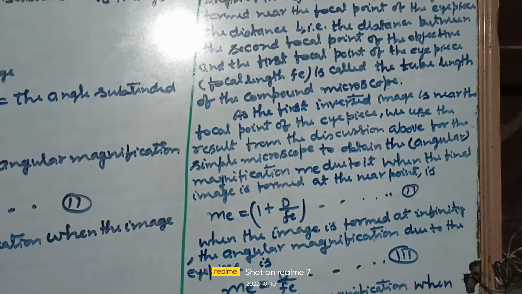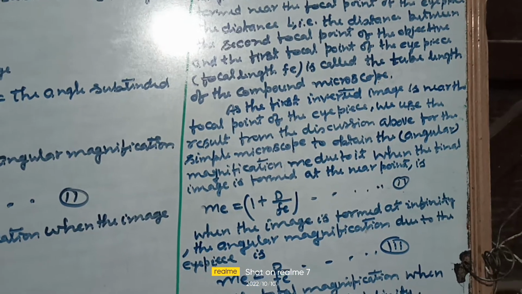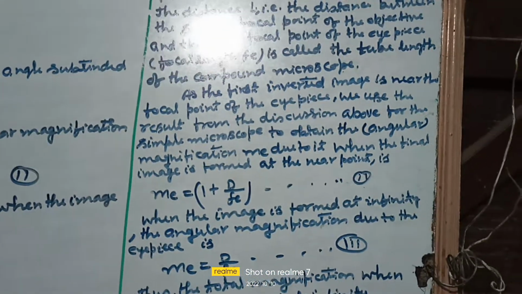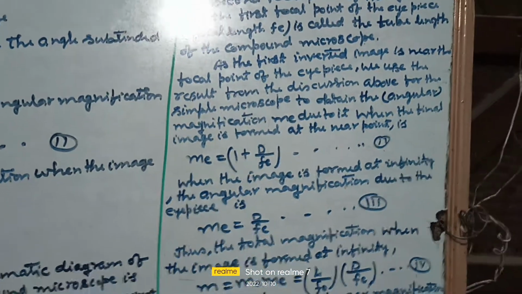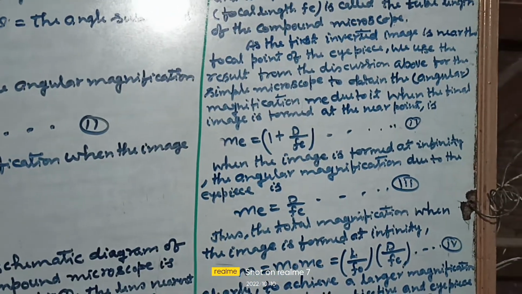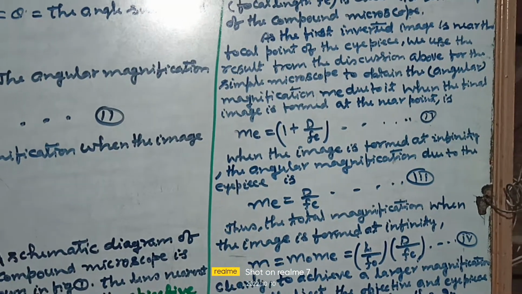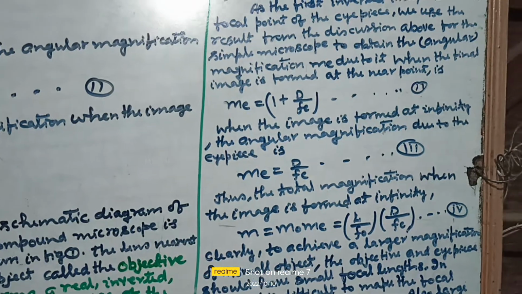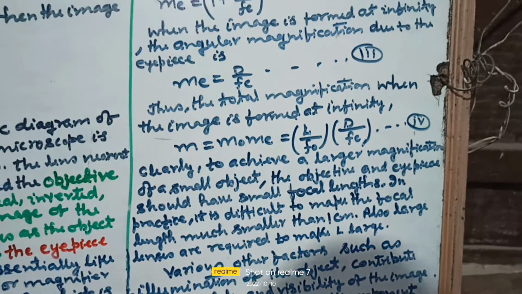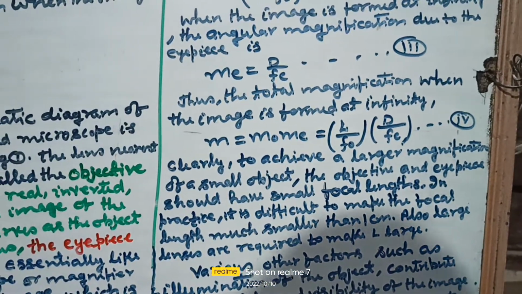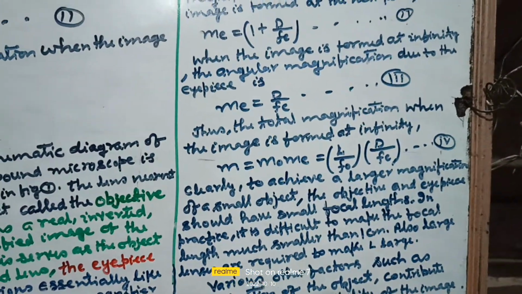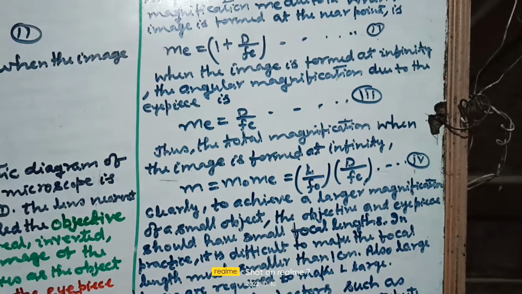As the first inverted image is near the focal point of the eyepiece, we use the result from the discussion above for the simple microscope to obtain the angular magnification me due to it. When the final image is formed at the near point, me = 1 + D/fe. When the image is formed at infinity, the angular magnification due to the eyepiece is me = D/fe. Thus the total magnification when the image is formed at infinity is m = mo × me = (L/fo) × (D/fe).